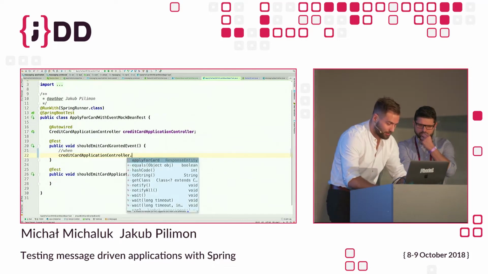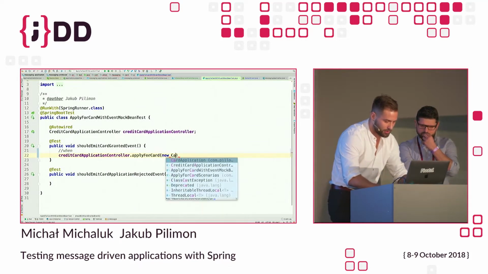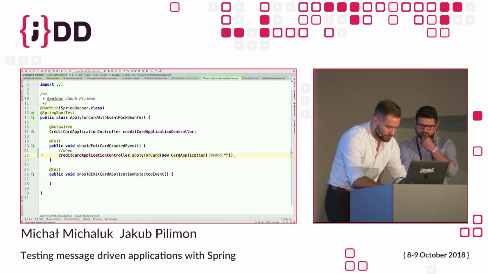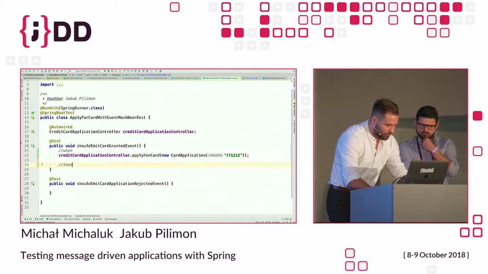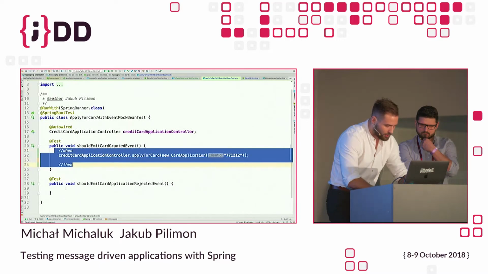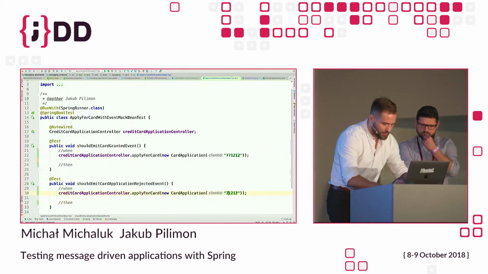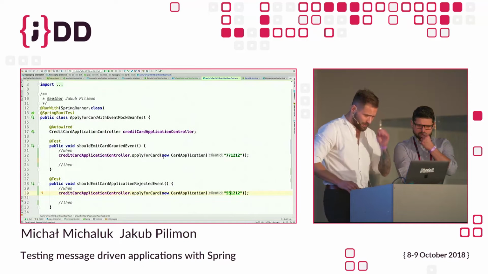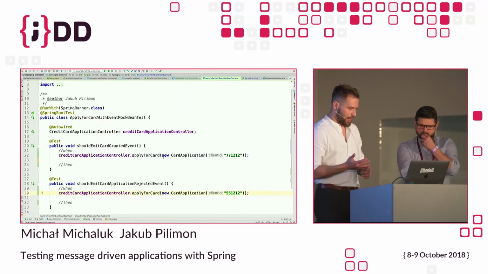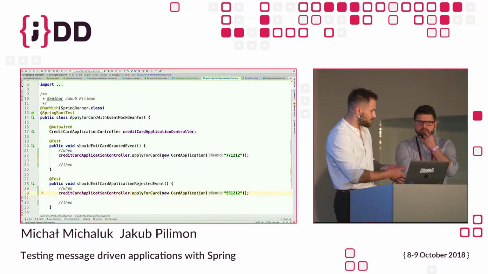So whenever someone calls our REST endpoint, new card application, and the client was born in, let's say, the 70s, then we are expecting something. I don't know how to finish that yet, so I'll just copy-paste it here and change it to 50s. And now I'm a little bit confused because during the testing, I don't want to be dependent on running a RabbitMQ cluster on my machine.